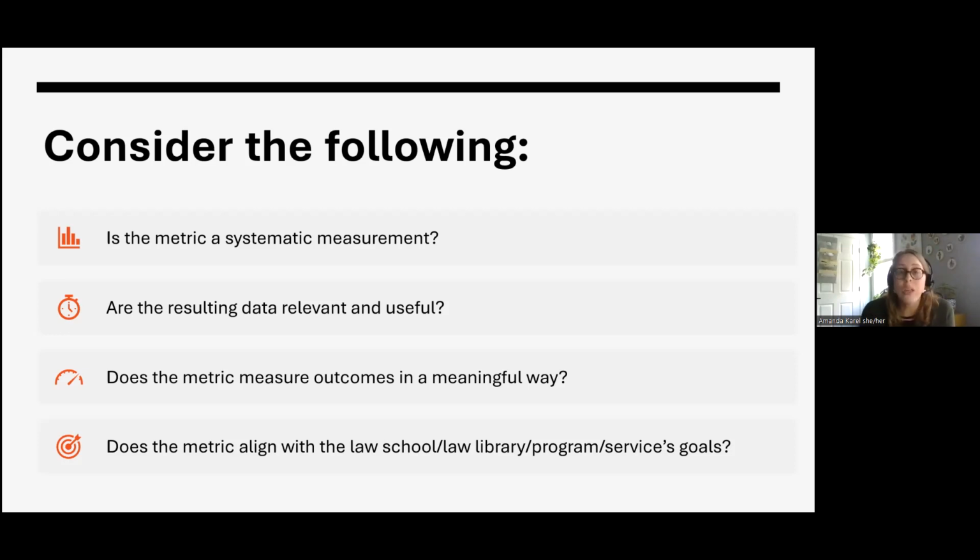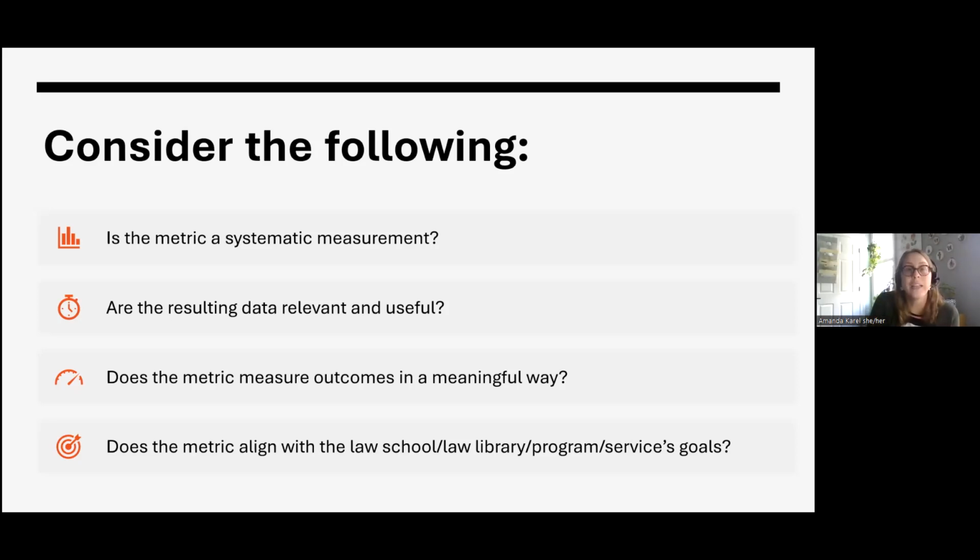Does the metric measure outcomes, not output, outcomes in a meaningful way? And does the metric align with the goals of the service that's being examined, the program, the law library? Does it align with the law school's goals or the broader institutional mission? You should be able to say yes to all 4 questions for all of the data you collect.